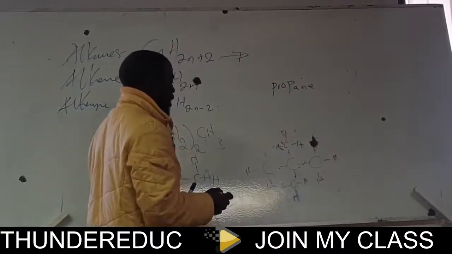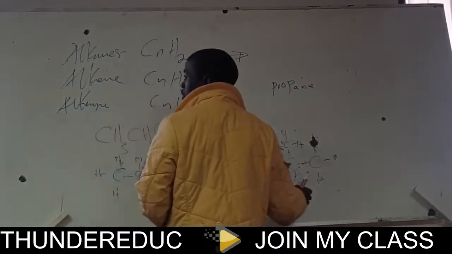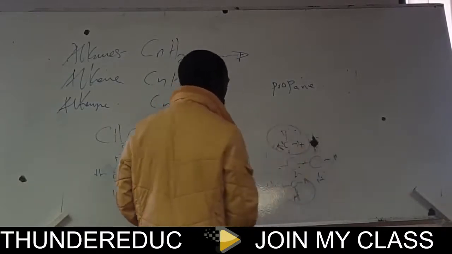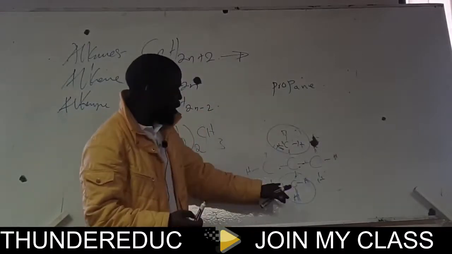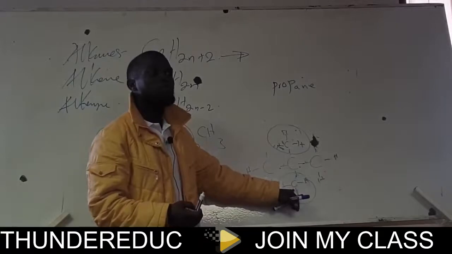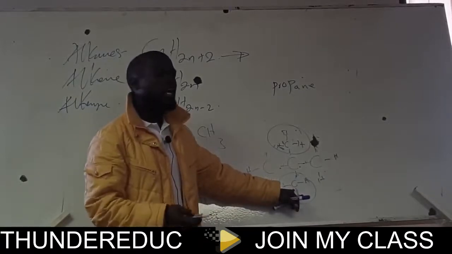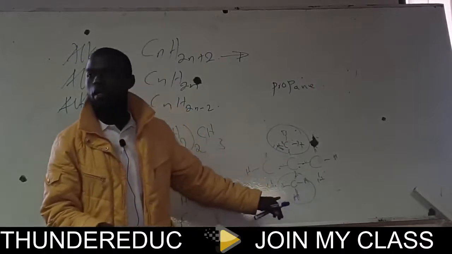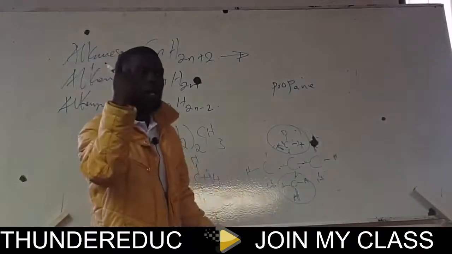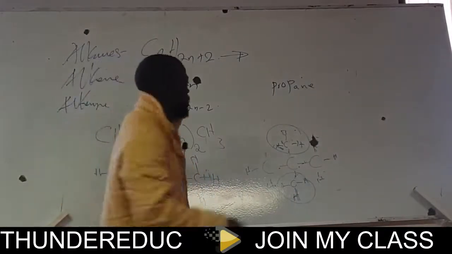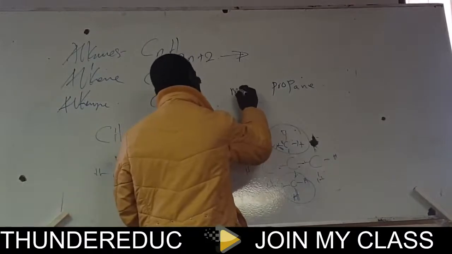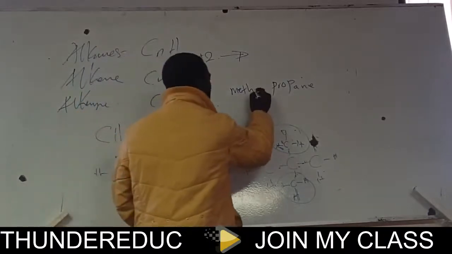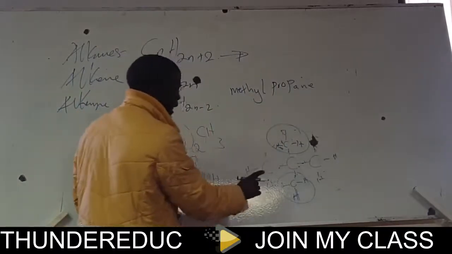All right, and then the side group: we have one on number two, and also one on number two, isn't it? So what is the side group? Is it ethyl, methyl, propyl? Methyl. Why are you saying it's methyl? Because meth means one. Meth means one. So it's going to become meth, but when you add yl, it means a side group. So it becomes methyl.